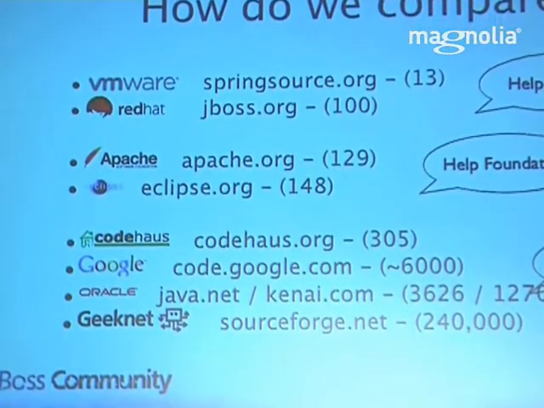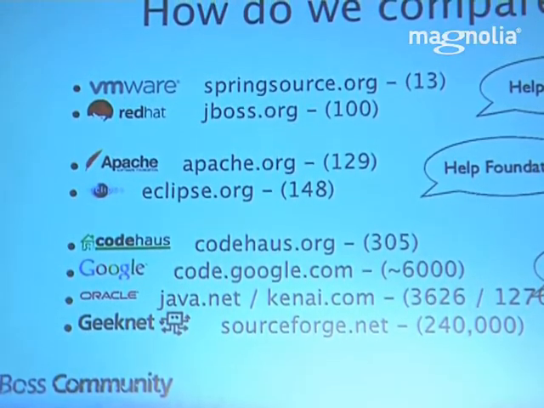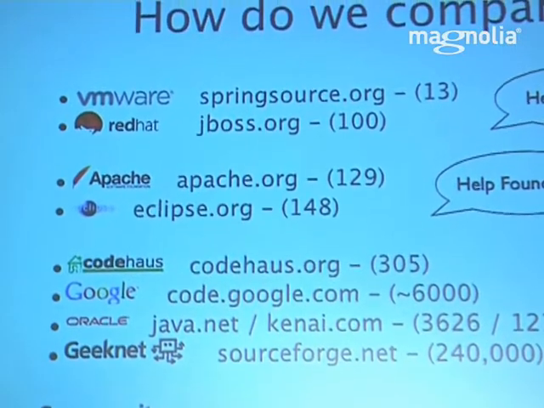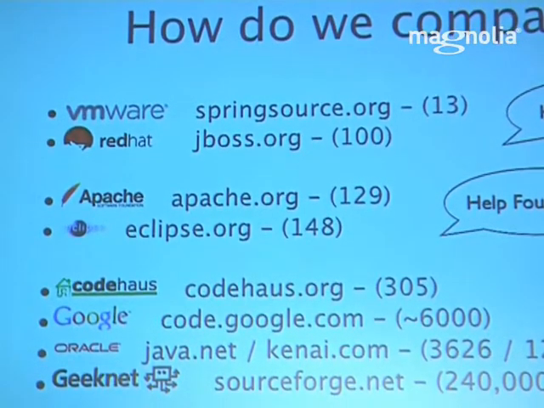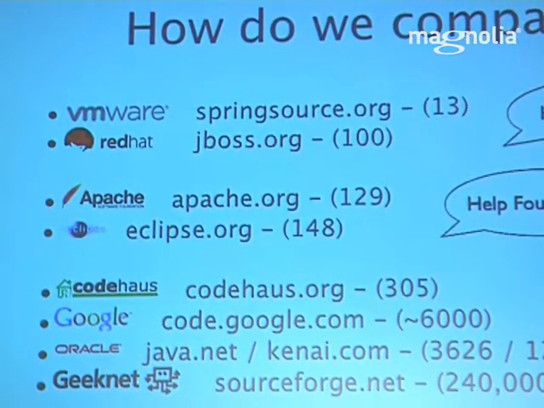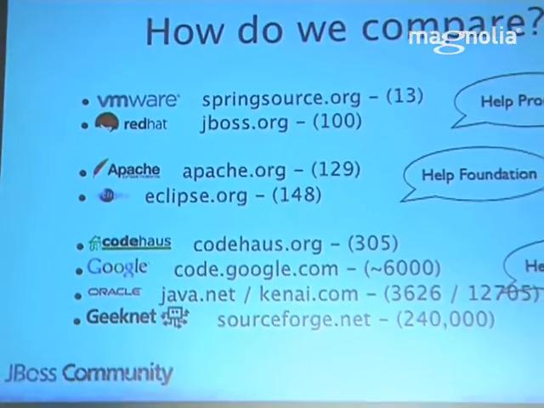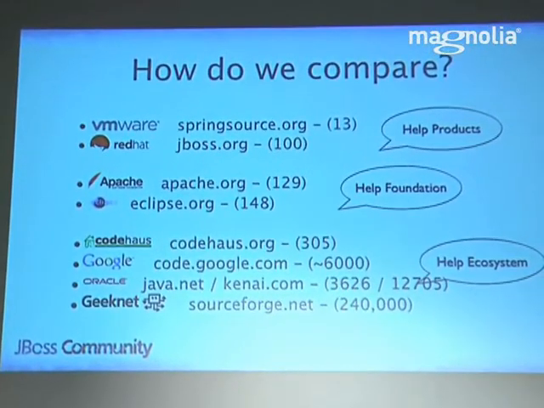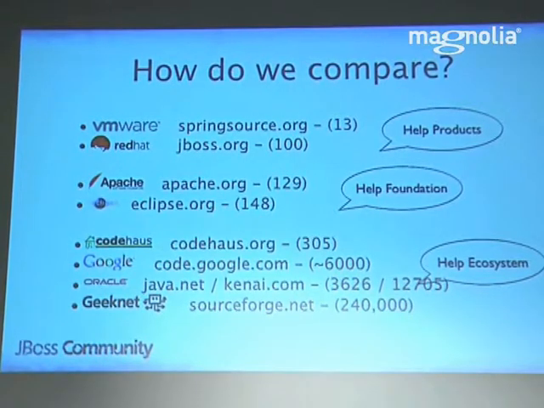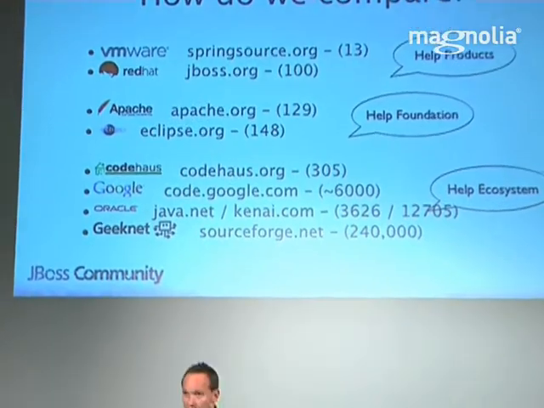And then at the top, we have JBoss.org, which is funded by Red Hat, and SpringSource, which is funded by VMware now. And the point of these sites is to help the products of the respective companies. So you can see a breakdown of how the number of projects hosted goes down as you go up. So that's just a breakdown of one way to compare us in the market.